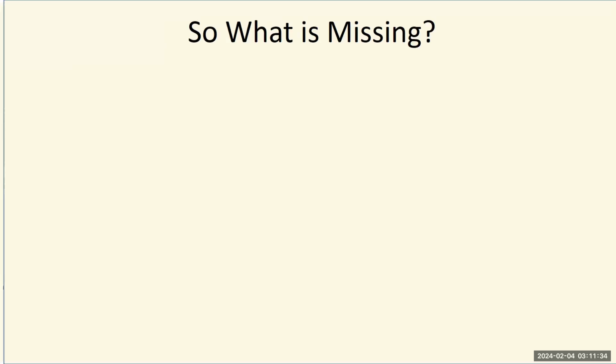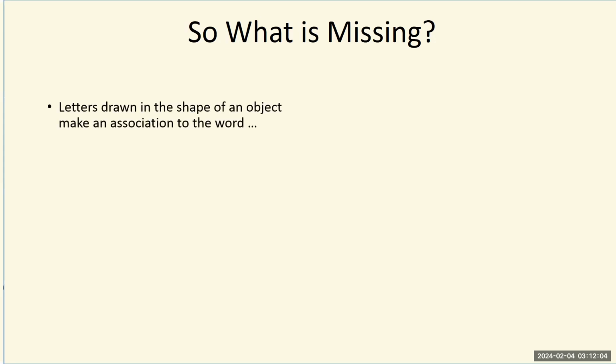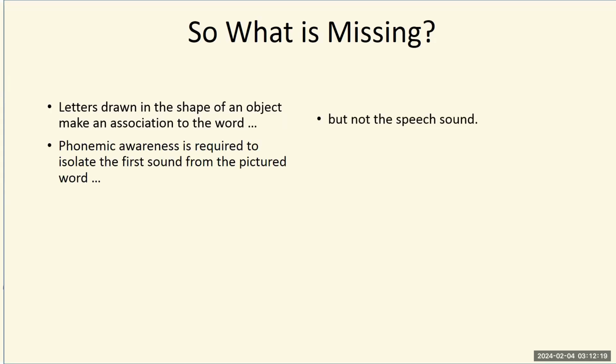The alphabets that we've tried so far and the phonemic awareness that's gained through LIPS have not quite solved the problem. So what is missing? Letters drawn in the shape of an object make an association to the word. So this would be D is for dog. But it doesn't make an association to the speech sound, so that's not very effective.